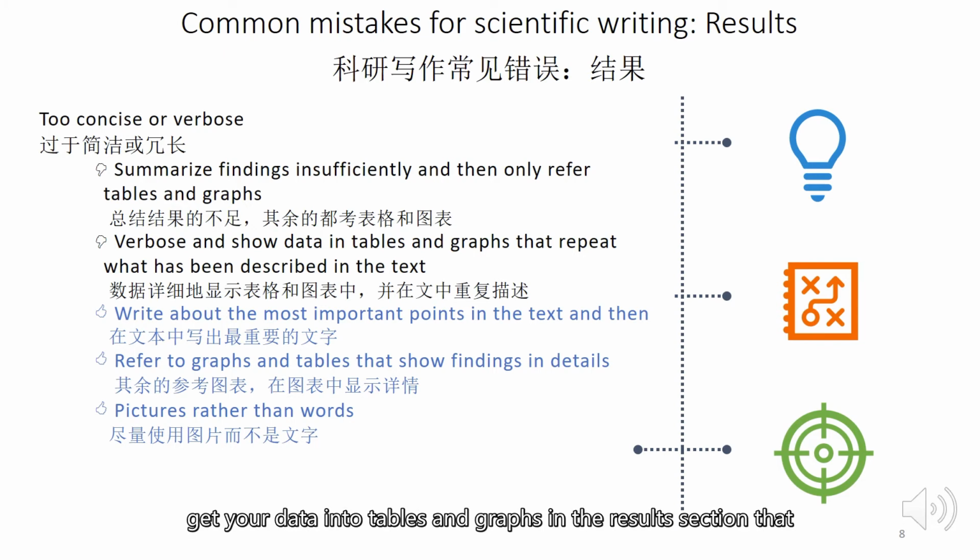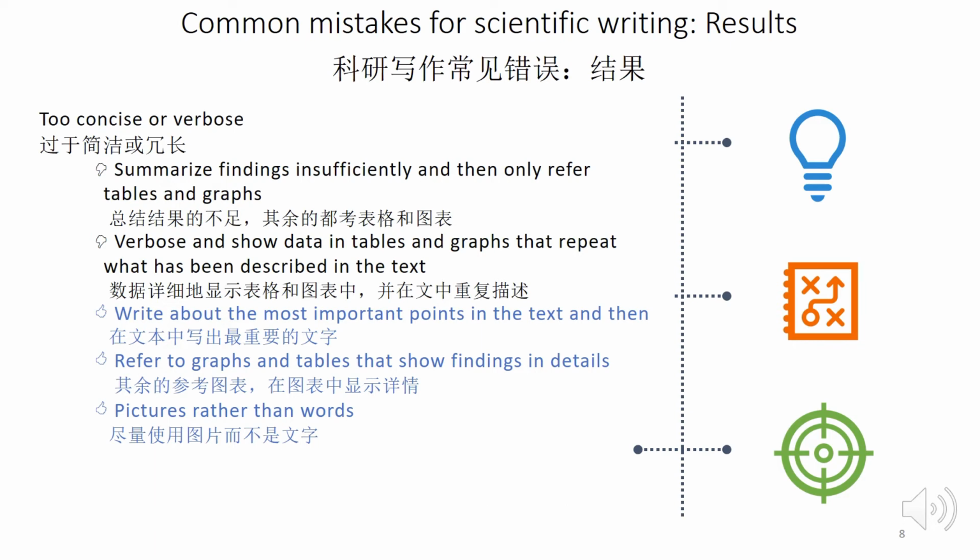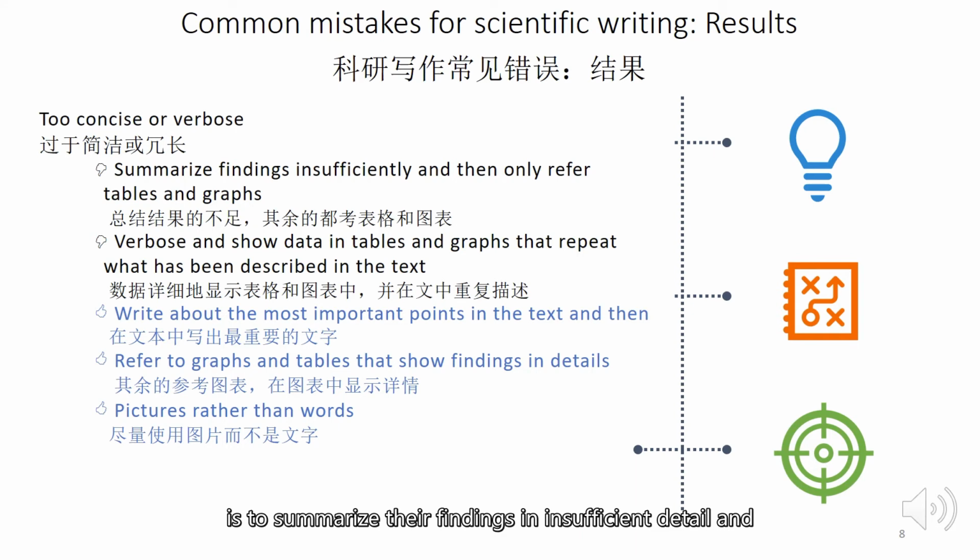Get your data into tables and graphs in the results section that, of course, repeat what's already been described in the text. Write about the most important points and then refer to your graphs and tables that show your findings in detail. Use pictures rather than words. The biggest mistake people make in the results section is to summarize their findings in insufficient detail and only talk about what's shown in the figures. You have to do both.